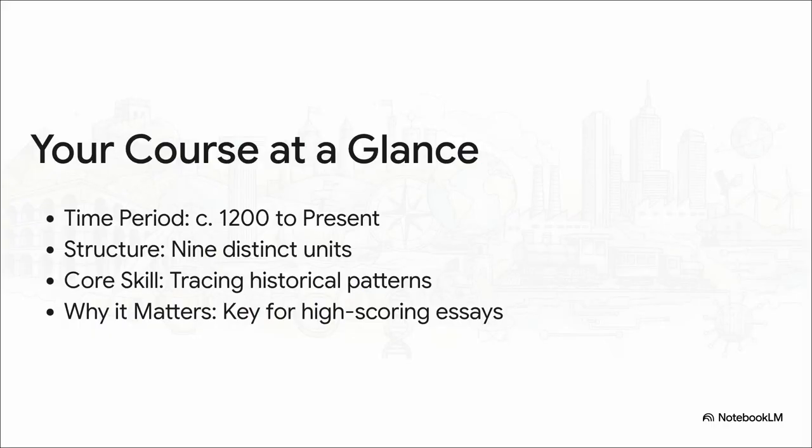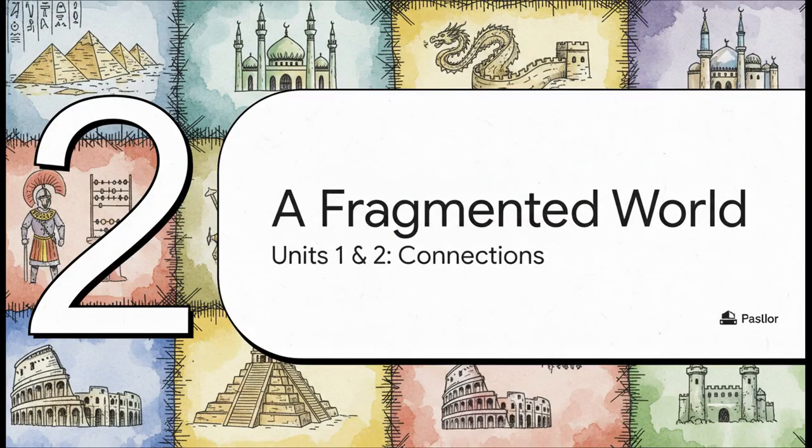The whole course, which runs from around 1200 to today, is chopped up into 9 units. But here's the thing. The number one skill the exam is testing is your ability to trace historical patterns across those units. Being able to explain continuity and change over time, that's how you build the killer arguments that earn top marks on your DBQs and LAQs. So let's jump into our first era.